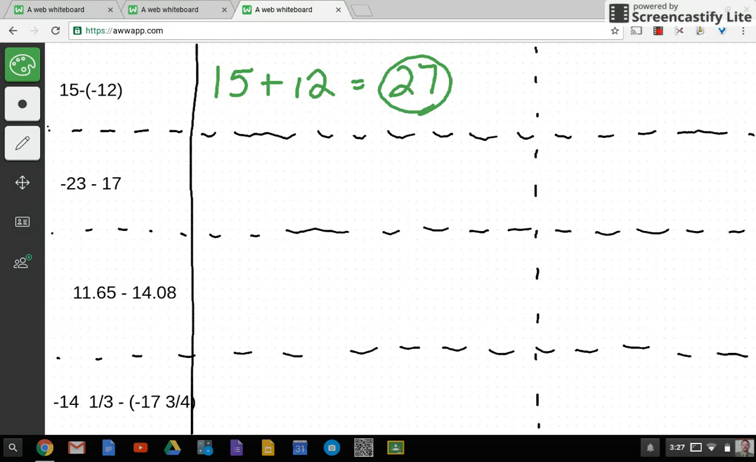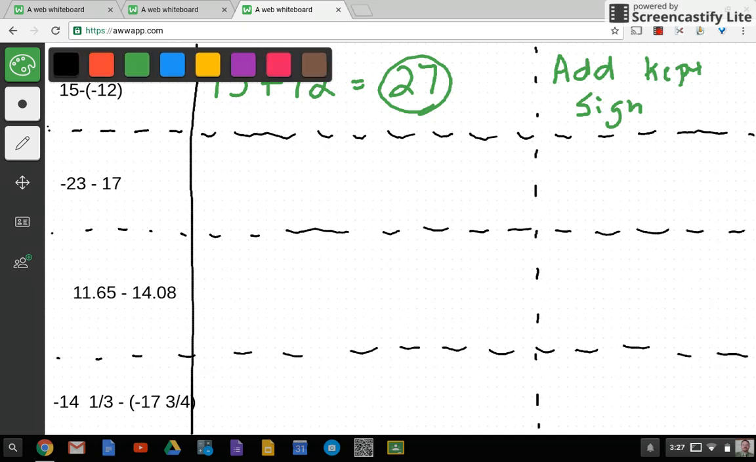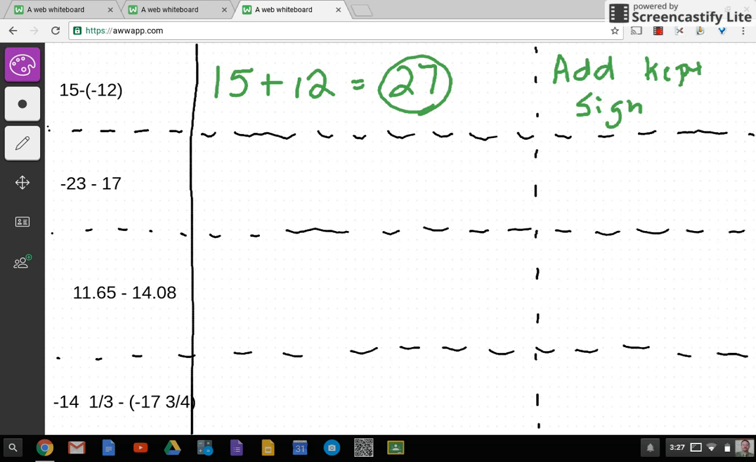So in this case, the addition rule that we used after we changed it to an addition problem was we added and we kept the sign of both numbers. Okay, so let's take a look at the next problem.